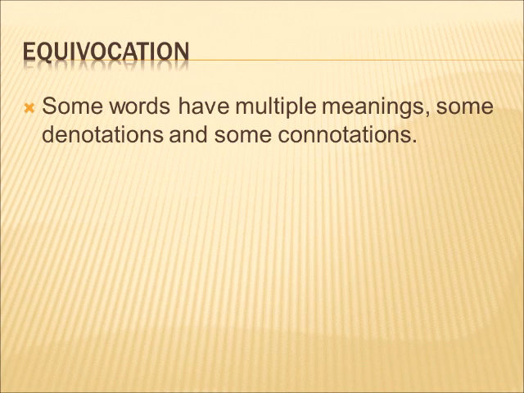The first fallacy is ambiguity of equivocation. Some words in the English language have multiple meanings, some denotations, some connotations. Now, a denotation is the dictionary definition of a word, and some words have two or more denotations. A connotation is the emotional meaning that a word can raise in the reader or listener. In our contemporary culture, there are certain words we should avoid because they have hateful connotations.